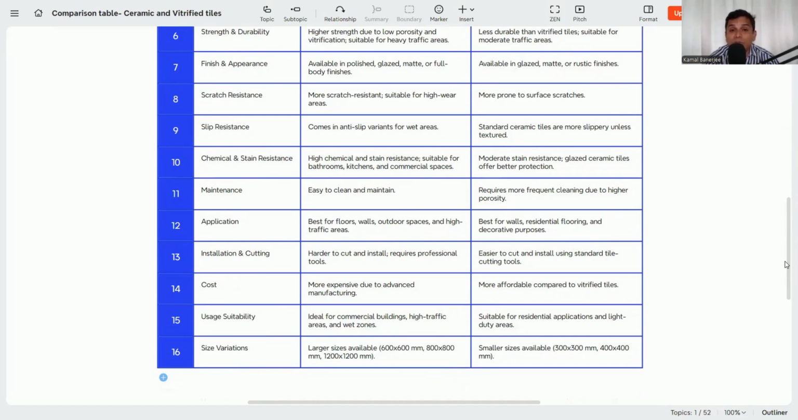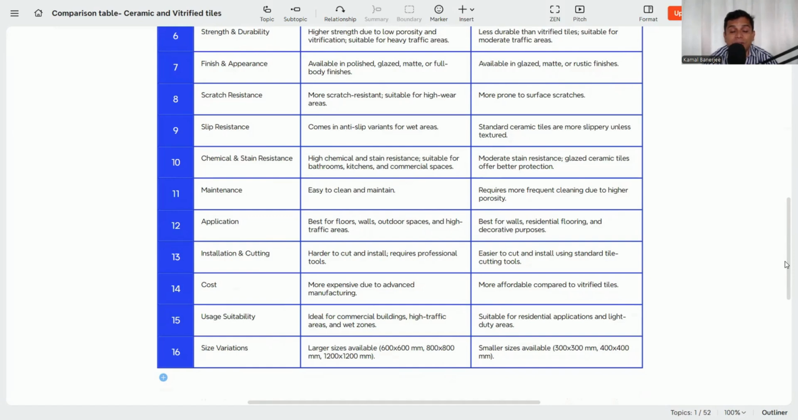So that is why you need to think about chemical and stain resistance also. There is moderate stain resistance for the ceramic tiles, though glazed ceramic tiles offer better protection. So according to this criteria also, if the criteria is chemical and stain resistance, you should go for the vitrified tiles.